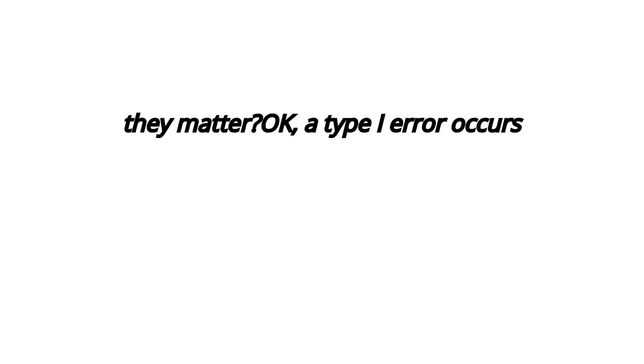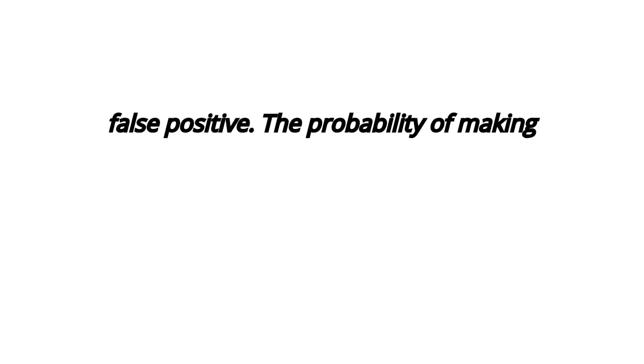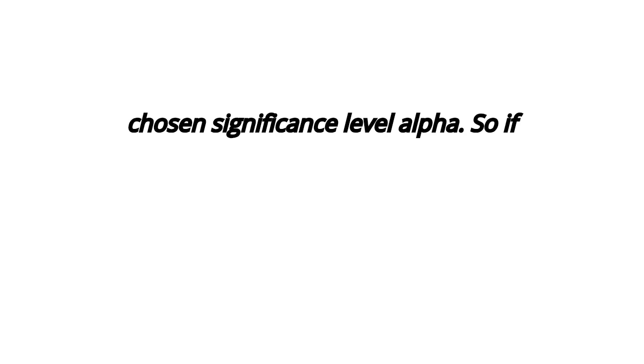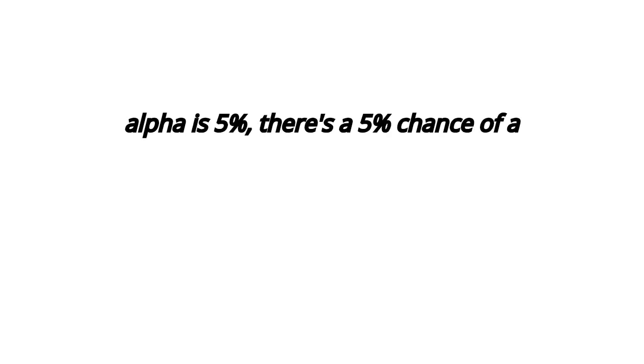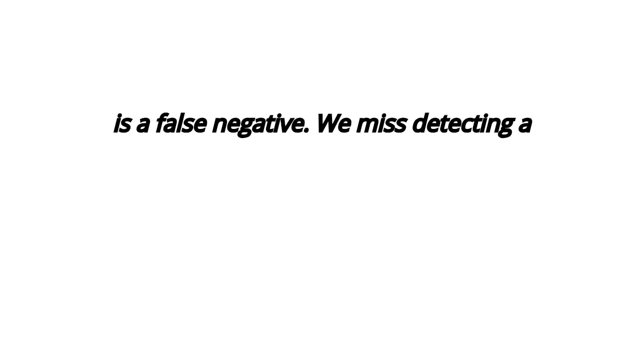Tell us about type I and type 2 errors. Why do they matter? Okay, a type I error occurs when we reject the null hypothesis when it's actually true. Think of it as a false positive. The probability of making a type I error is exactly equal to our chosen significance level, alpha. So if alpha is 5%, there's a 5% chance of a false positive. Correct. A type 2 error occurs when we fail to reject the null hypothesis when it's actually false. This is a false negative. We miss detecting a real effect or difference. The probability of this is called beta.